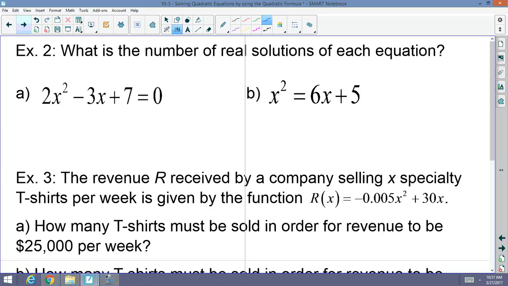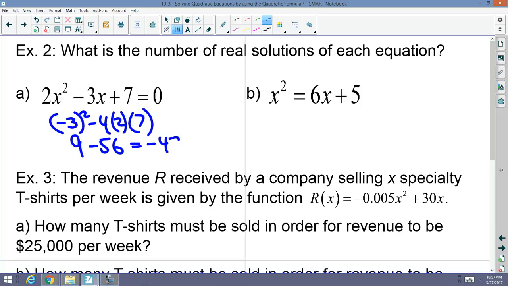what is the number of real solutions for each equation? Okay, I'm going to go b squared minus 4 times a times c. This is 9 minus 56. That's going to be a negative 47. These are no real solutions. Done. I have complex solutions, but no real solutions. Why? Because if the discriminant is less than 0, you do not have any real solutions.